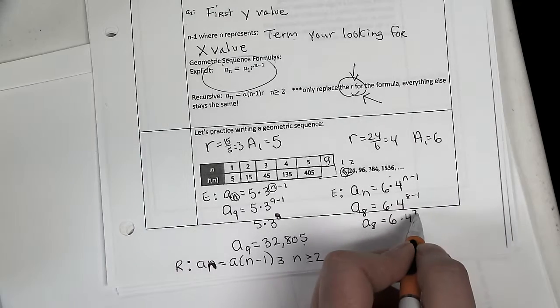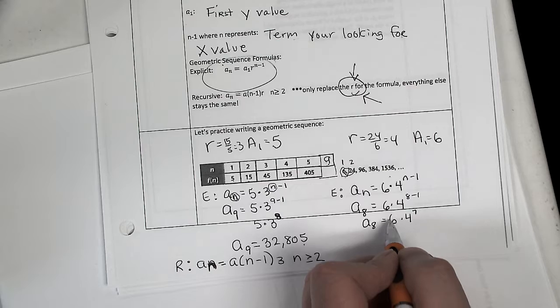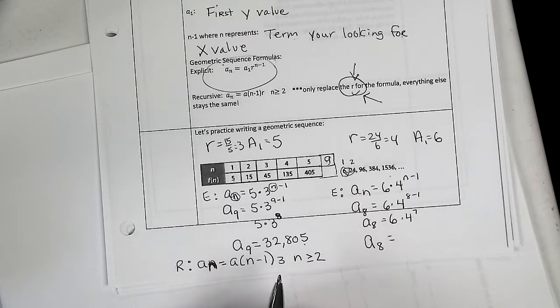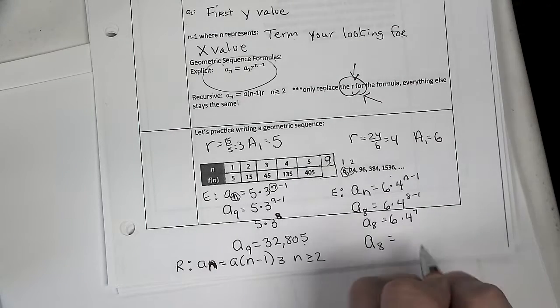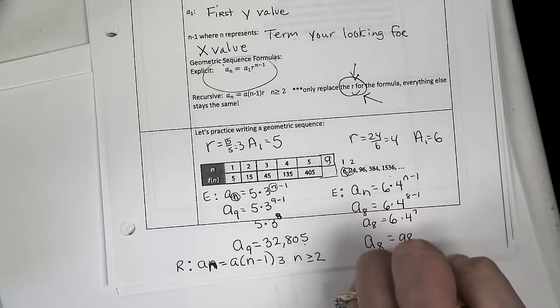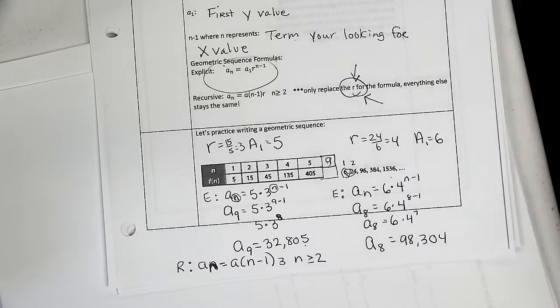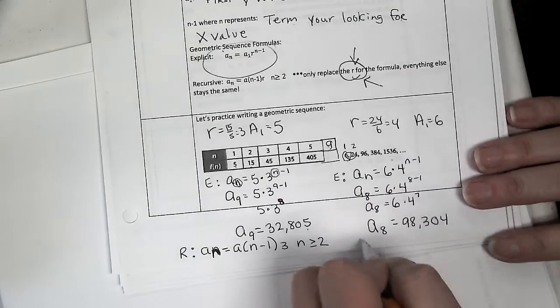Not bad, right, guys? Can you write the recursive rule? What's the only thing you're replacing? The R. Let's do it real quick. I'm writing it right at the bottom of my paper. Okay, so recursive rule equals A of what? N equals A parentheses n minus 1. What's my ratio? 4 times by 4, n greater than or equal to 2. Done? Got it?